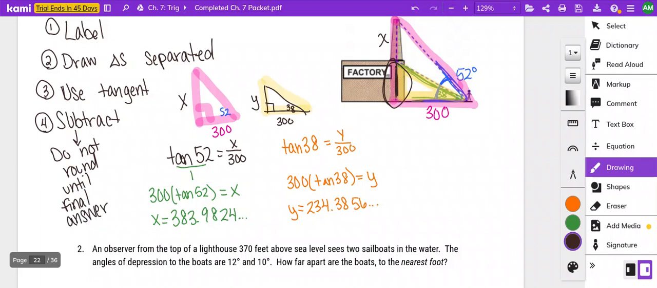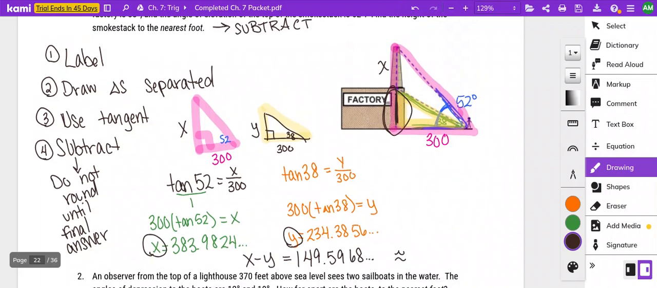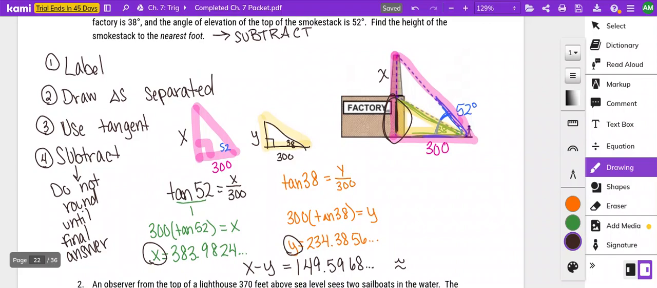Okay, so now what I need to do is take my x, take my y, and subtract them. Okay, great. And I get 149.5968. But now I can round it. So my rounded answer needs to be to the nearest foot. So to the nearest foot, it's 150.